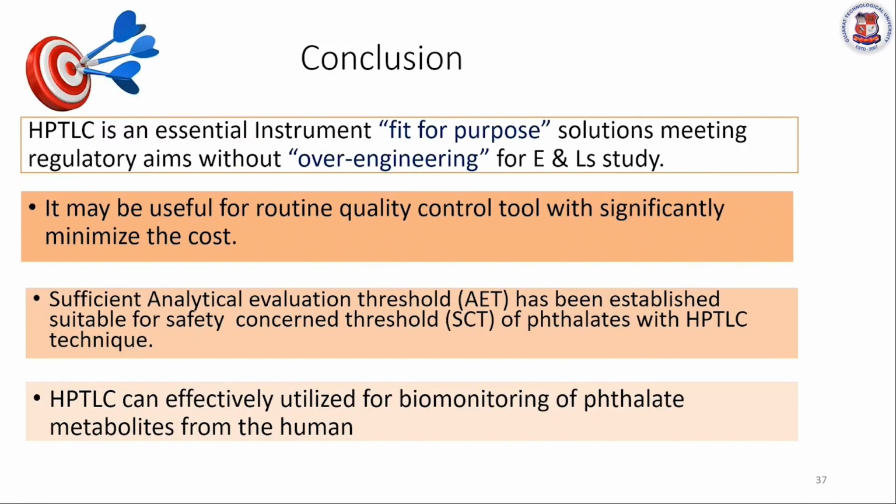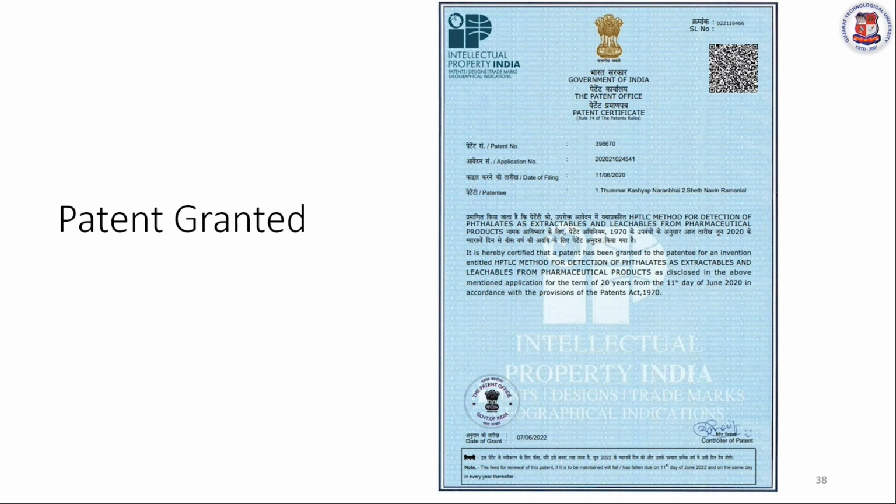So as a conclusion, HPTLC is an essential instrument and a fit-for-purpose solution, meeting the regulatory aims without over-engineering for extractable and leachable studies. This technique can also be useful as a routine quality control tool, which significantly minimizes the cost. And a sufficient analytical evaluation threshold has also been established, suitable for the safety threshold for phthalates, with HPTLC techniques. And HPTLC can effectively be utilized for biomonitoring of phthalate metabolites from humans. So in a nutshell, I can say that HPTLC is also fit for purpose.